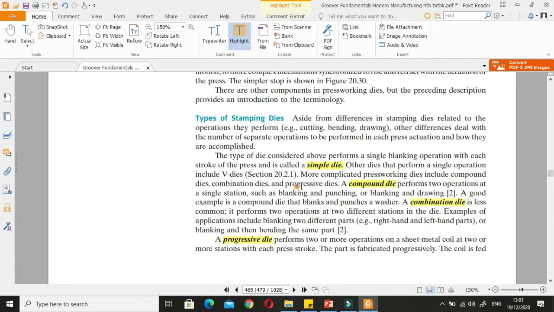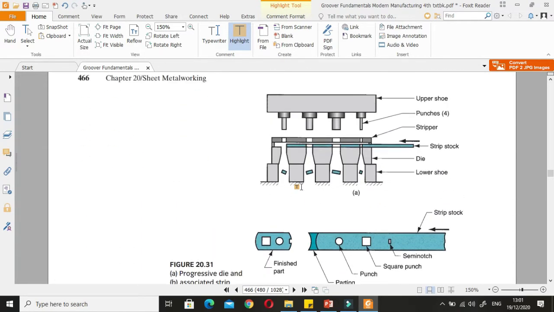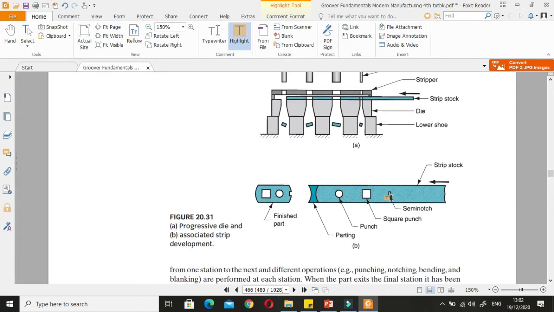Then we have the progressive die here, this one, where multiple operations are being performed with a single stroke. All these punches come down with a single stroke, and the multiple operations are performed along the strip. So this is the progressive die and its product strip.